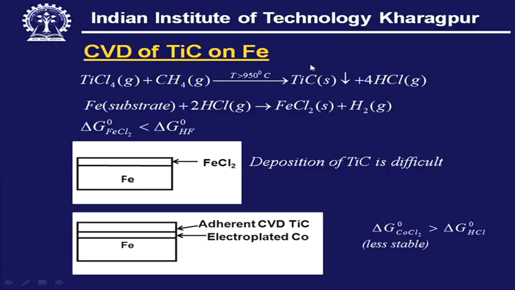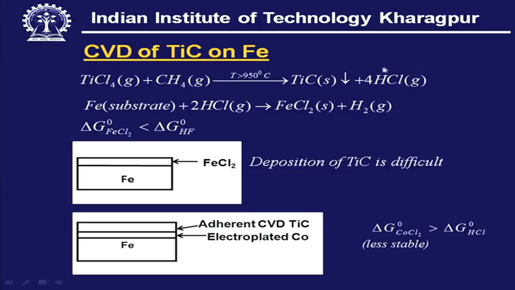So, the titanium carbide deposition and its adhesion will be hindered by the participation of this HCl in a chemical attack reaction, and we can see the formation of FeCl2, and we have already seen that delta G 0 of this FeCl2 is more negative than that of HCl, and then deposition of this TiC will be rather a difficult task. However, the problem can be solved if we can have an electroplated pre-deposition of cobalt over this steel, and this cobalt will prevent this HCl from attacking the substrate, for the simple reason that we have seen, that the chloride of cobalt is less stable than that of HCl.